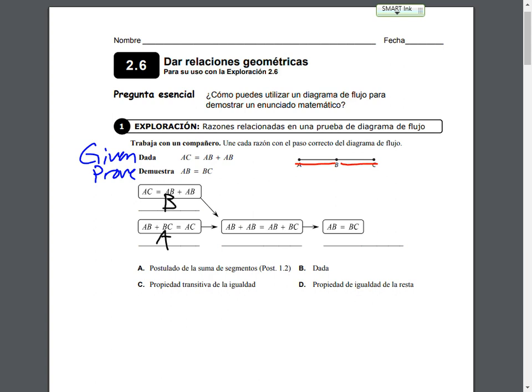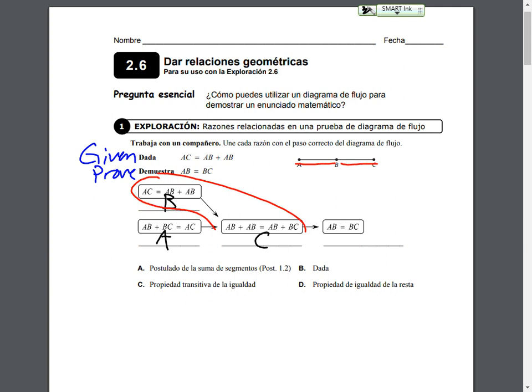That next step, AB plus AB equals AB plus BC. Well, let's look at what changed here, because we have that arrow, right? What went from this first given to that second one? AC equals AB plus AB. Well, look at it. It says AB plus AB equals AB plus BC. We know that property. That's the transitive property, which is C, I believe. Propiedad transitiva de la igualdad, something like that. Yeah, there's C.